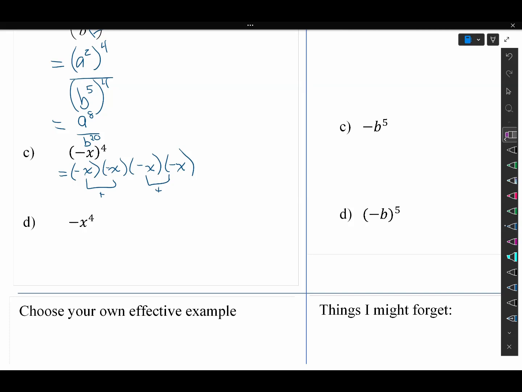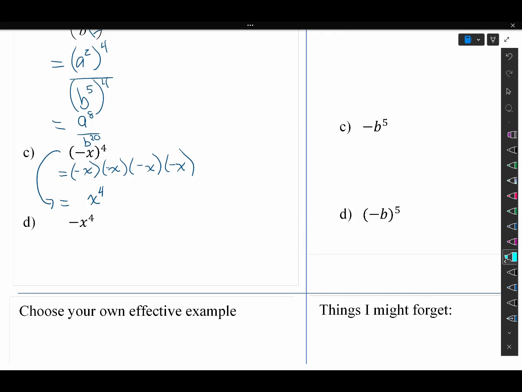And that positive value, what else is included other than just my negatives here? Oh, all of my x's. How many x's are there being multiplied together? 4 of them. So this is x to the power of 4. So that means that negative x, all to the power of 4, is equal to x to the power of 4 when it's set up like this.